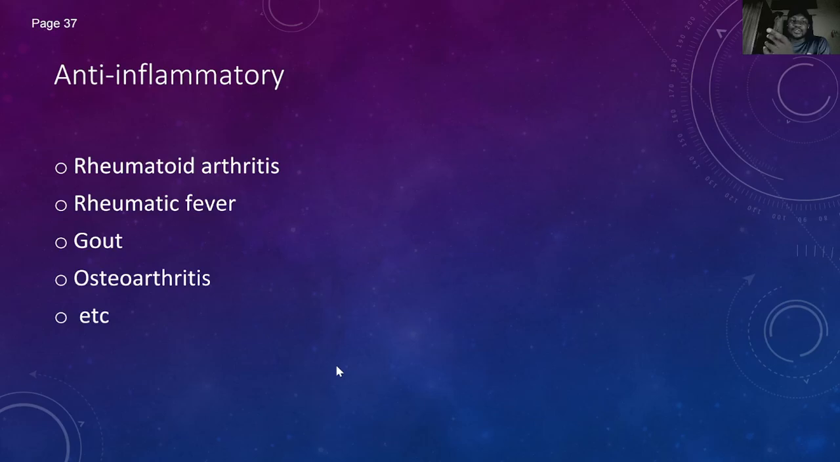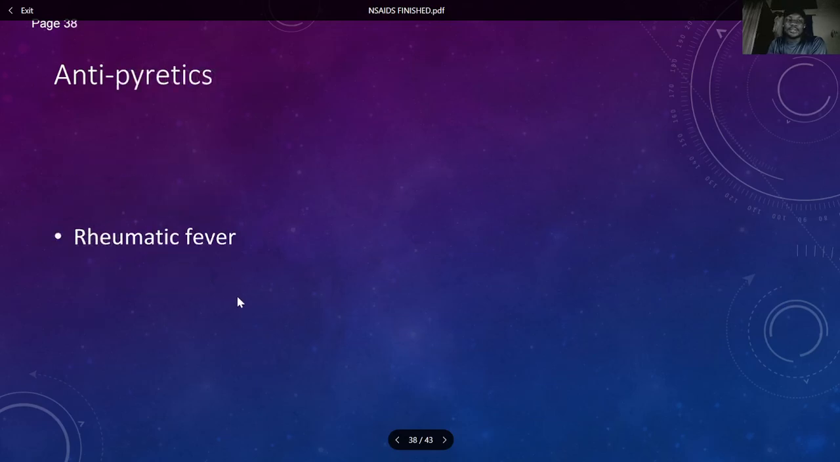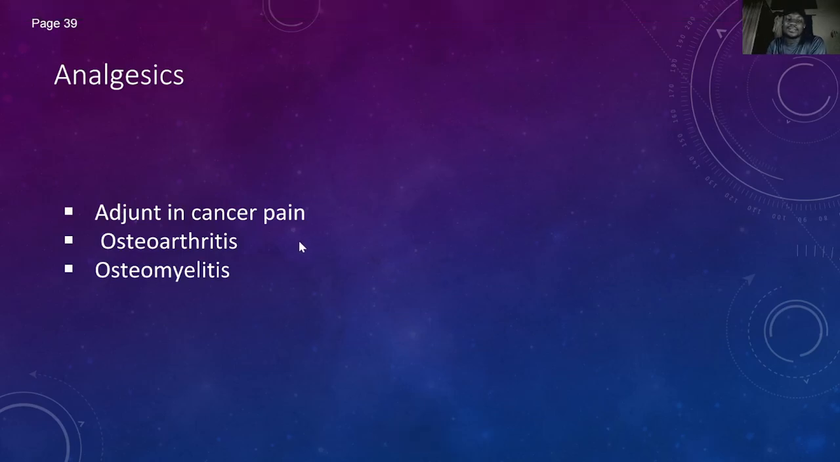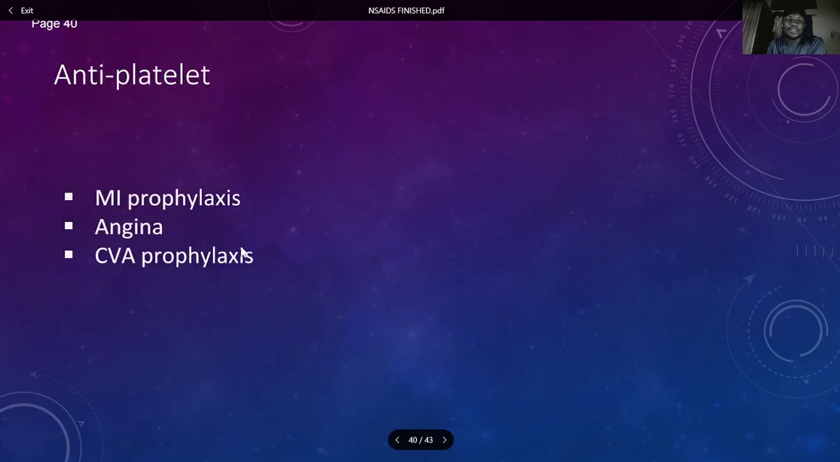Now, anti-inflammatory conditions include rheumatoid arthritis, rheumatic fever, gout, osteoarthritis. Antipyretic: rheumatic fever is an example. Analgesic: an adjunct in cancer pain, osteoarthritis, stomatitis. All these conditions are very painful, so it's advisable to give aspirin.